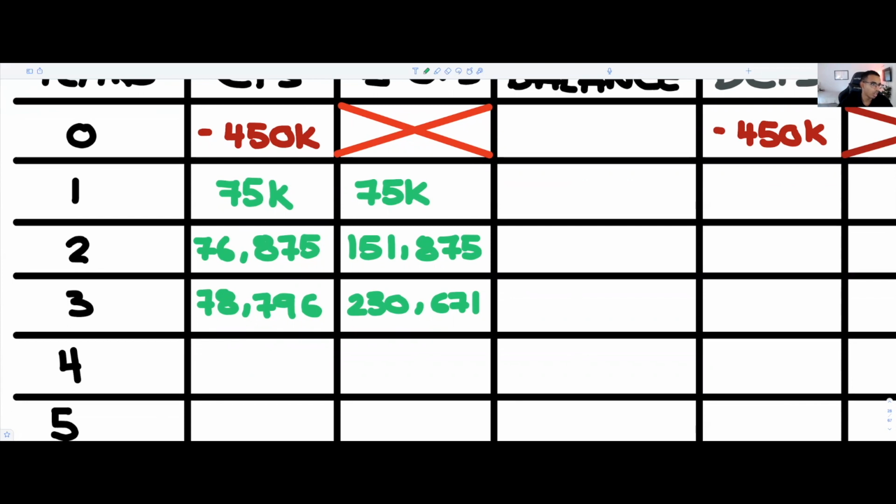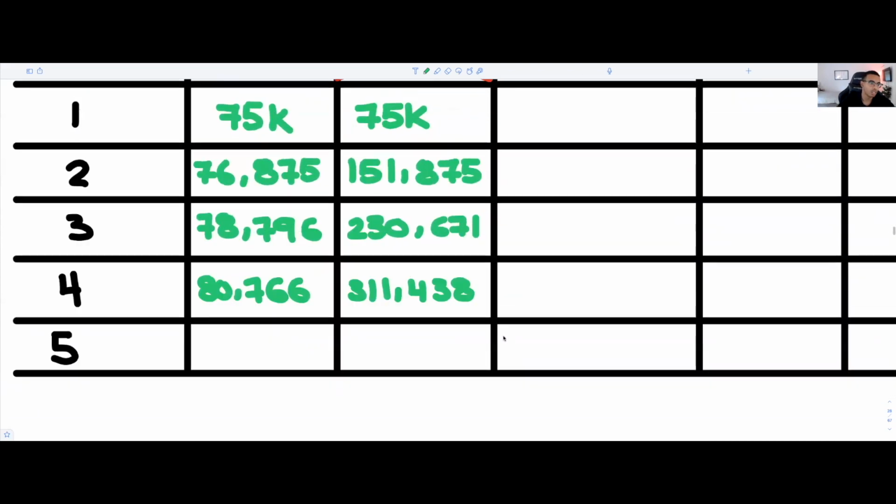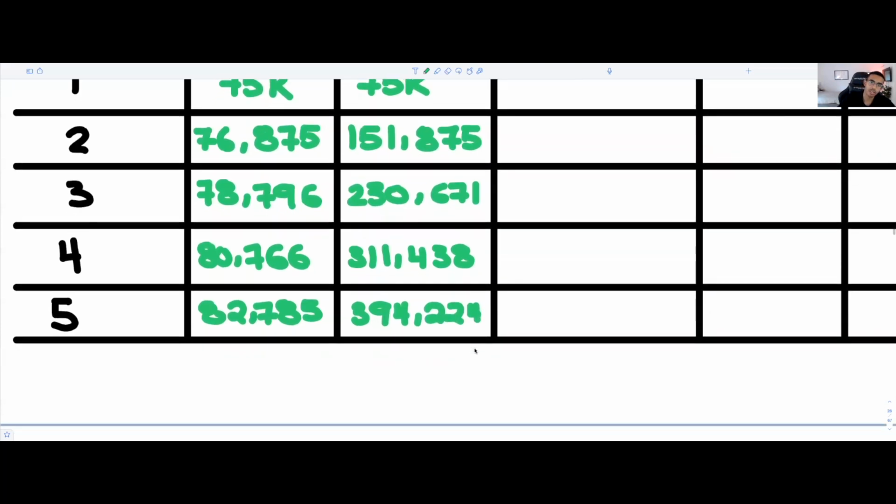Just making sure that my stuff is good. But yeah, so we have 78, we have 80,766, through 11 or 38. So notice how we're still not passing our initial investment just yet, but it's okay. Sometimes we need to go about this. Here we're going to have 394,224. So look at that. We need to add another year. So we'll go ahead and do that.